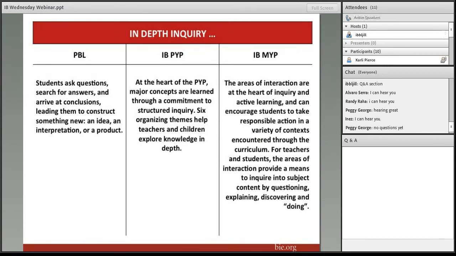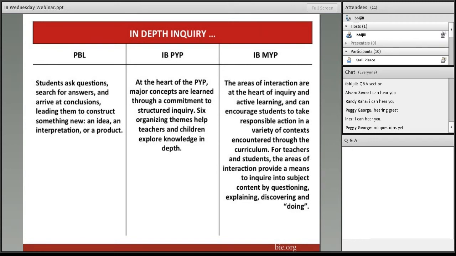We know that at the heart of PYP, the major concepts are learned through structured inquiry, the 6 organizing themes that help teachers and children explore knowledge in an in-depth way. And through the IB, the areas of interaction are at the heart of inquiry, active learning, encouraging students to take action, and questioning, explaining, discovering, and by all means doing.